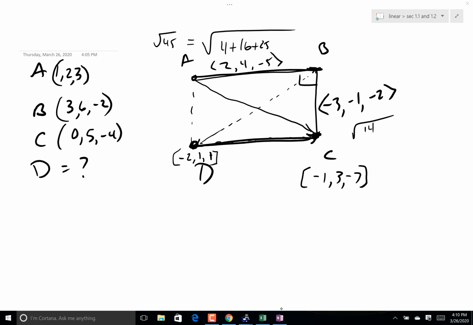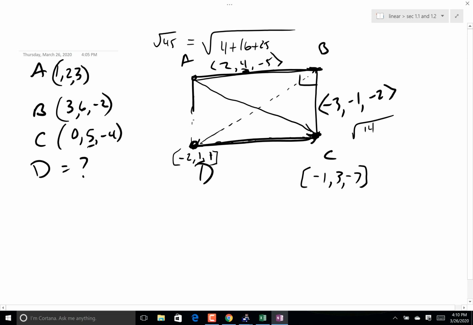So I'm at D, wherever D is, and I've got to go 2 in the X direction to get to 0. Well, that puts me at -2 to start with. And I had to go over 4 units to get to C. Well, C is at 5, so I had to start at 1. And I had to go -5 to get to -4, which means I started at 1.